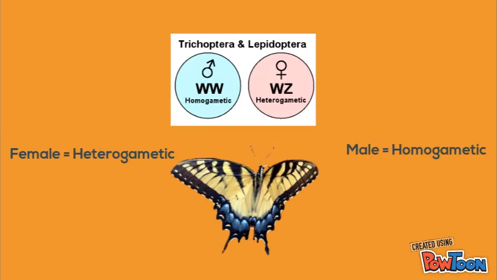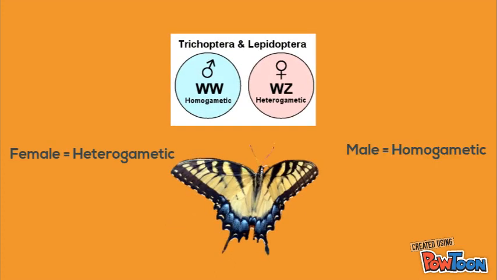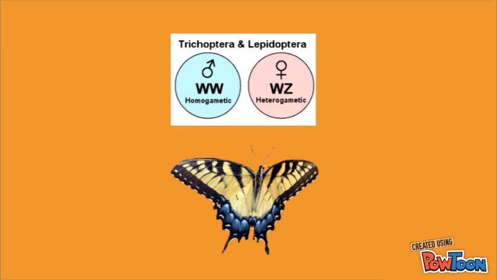In Lepidoptera and Trichoptera, females are heterogametic and males are homogametic. To distinguish this system from standard XY sex determination, these sex chromosomes are designated W and Z. Thus, a female butterfly is WZ, and a male butterfly is ZZ. In this case, the female's contribution determines the offspring's gender.